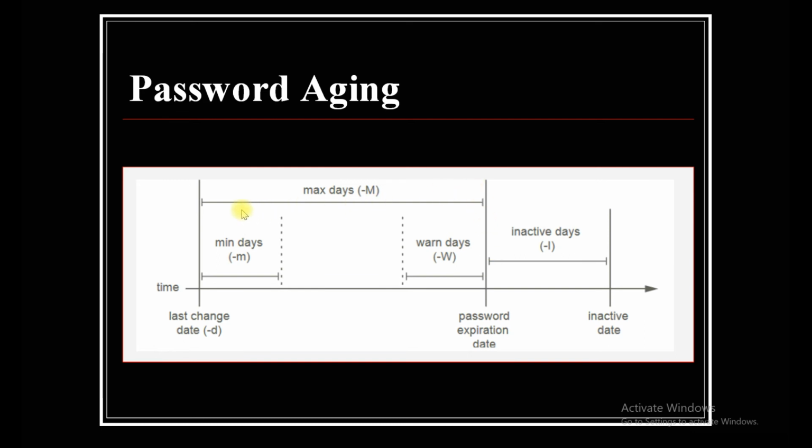So the maximum is the number of days after which the user must change its password, and this is the warning. Let's say it's 90 days here, maybe after 3 months. Let's say we set the warning to 7 days. So what it will do, before the 7 days, it will start giving you a warning: hey, you need to change your password, it is going to expire within 7 days. You will get a similar warning, and you can change your password within this time range. If you don't change your password, it will expire, but it will still allow you to log in.